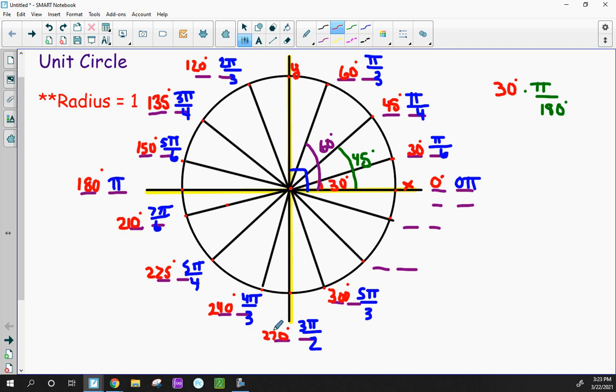Okay, so I've added 30. Now it's time for me to add 15. Well, 300 plus 15 is a 315 degree angle. Radian mode, 7 pi divided by 4.